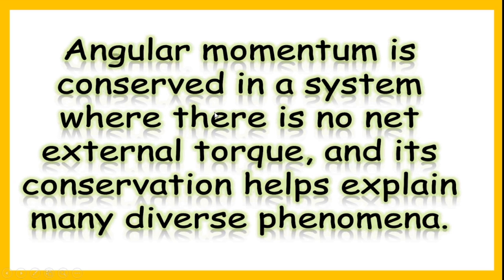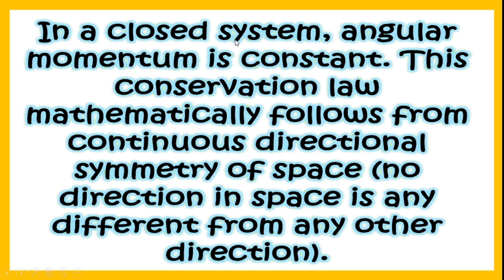Angular momentum is conserved in a system when there is no net external torque. When tau is equal to 0, we can say that angular momentum is constant. That means when tau is equal to 0, L is equal to constant. And its conservation helps explain many diverse phenomena taking place in the universe. In a closed system, angular momentum is constant. This conservation law mathematically follows from continuous directional symmetry of space, that is, no direction in space is any different from any other direction.